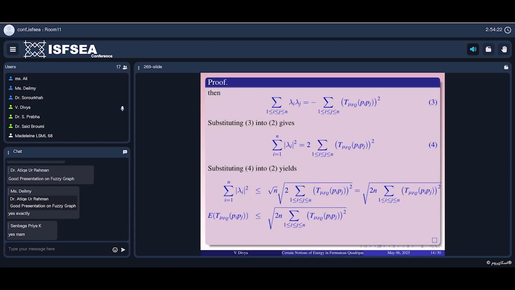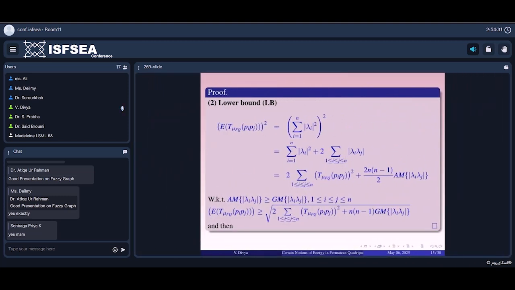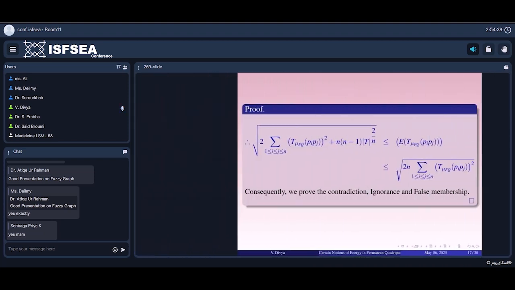By doing this calculation, finally, I get the upper bound for the graph, and next one is lower bound. Again, doing some simple calculations, we get the lower bound.